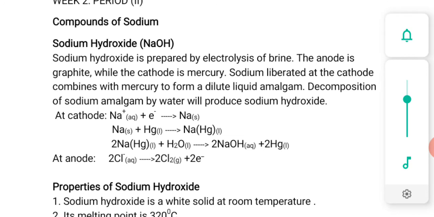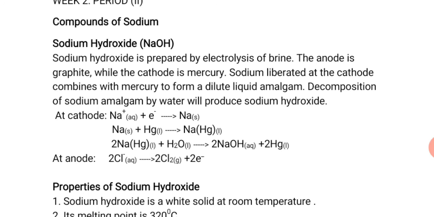NaOH, which is sodium hydroxide, is prepared by electrolysis of brine. The anode is graphite, while the cathode is mercury. Sodium liberated at the cathode combines with mercury to form a dilute liquid amalgam. The decomposition of sodium amalgam by water will produce sodium hydroxide.